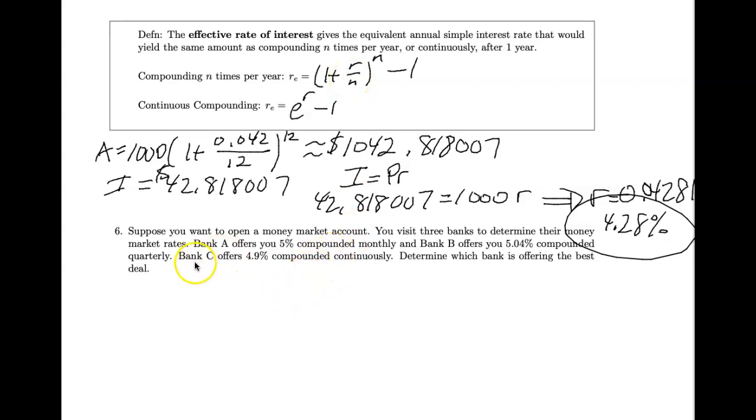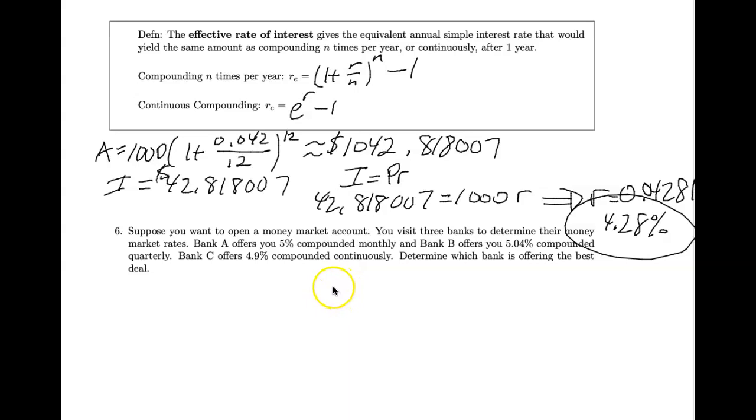So let's look at number 6. Suppose you want to open a money market account. You visit 3 banks to determine their money market rates. Bank A is going to offer you 5% compounded monthly. Bank B is going to offer you 5.04% compounded quarterly. And Bank C is going to offer 4.9% compounded continuously. We want to determine which bank offering is going to be the best deal.